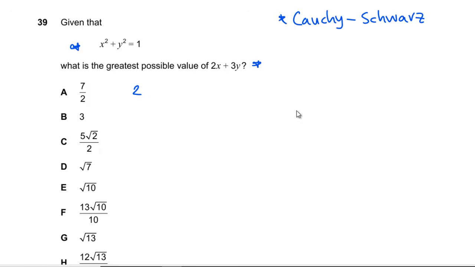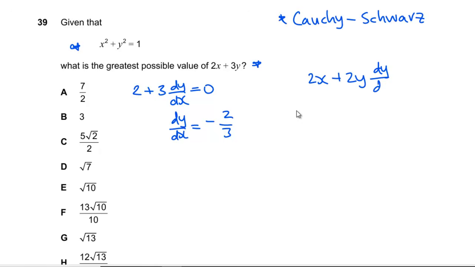So I'm going to get 2 plus 3 dy/dx. We want this to be equal to 0 in order to get a maximum, so dy/dx is going to have to be minus 2/3. I can differentiate the other one, the equation of the circle, to get 2x plus 2y dy/dx is equal to 0. Then I know what dy/dx is in this particular case.